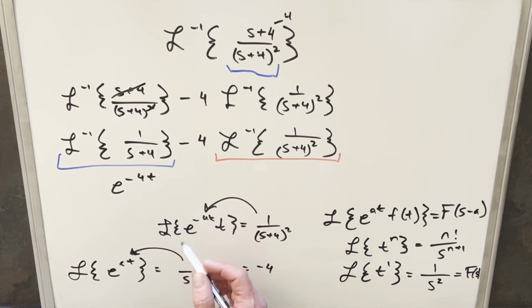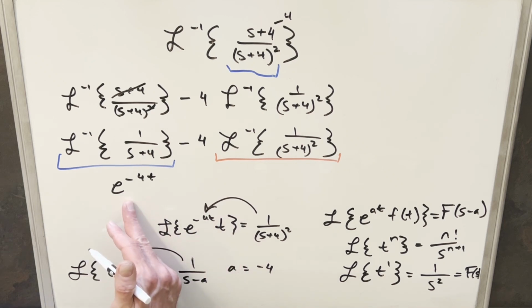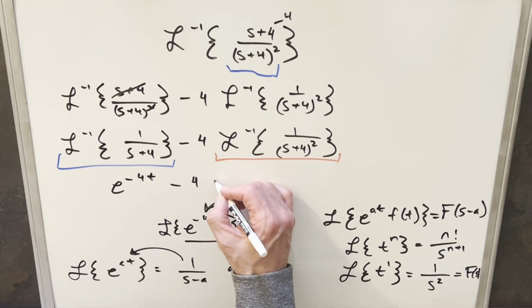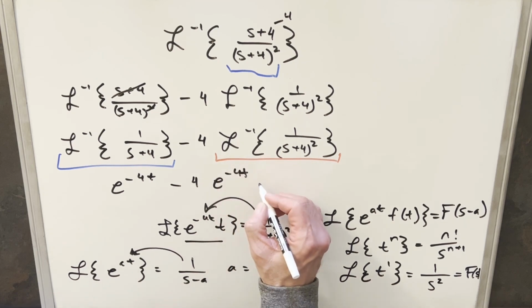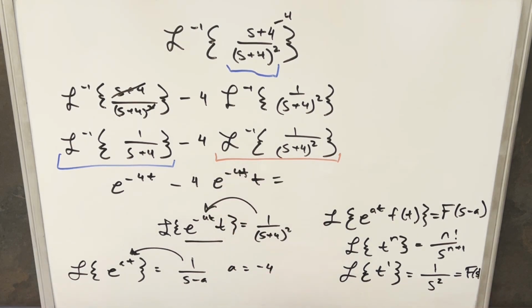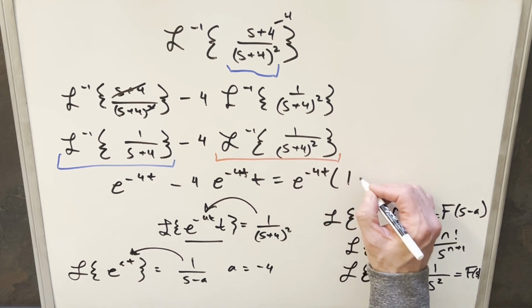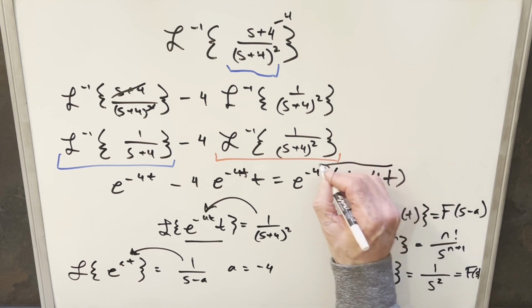So putting it all together for the final solution, we're going to have e to the minus 4t, minus 4, and then we're going to have this piece right here, just e to the minus 4t times t. So let's write the final solution with e to the minus 4t factored out times (1 minus 4t), and that's it.